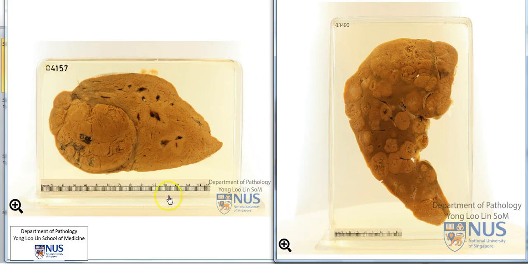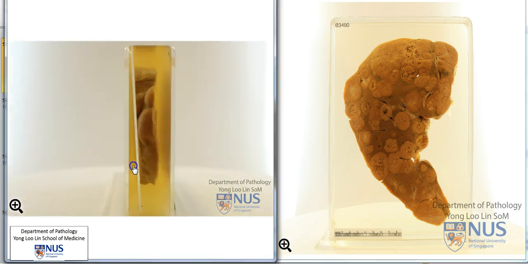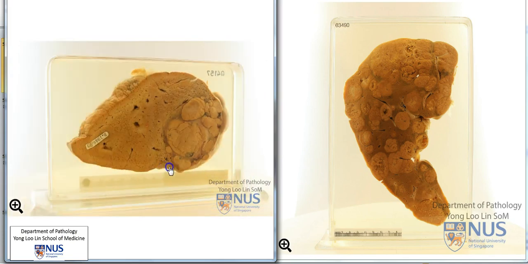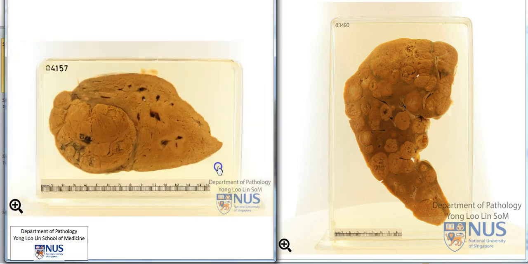Hello. In looking at these two specimens here of the liver, we want to compare and contrast them to highlight the differences and come up with the diagnosis. So this is a section or a slice of the liver, and we just rotate it, and you can see that it does not appear to be nodular or cirrhotic, and there is a very obvious mass here.